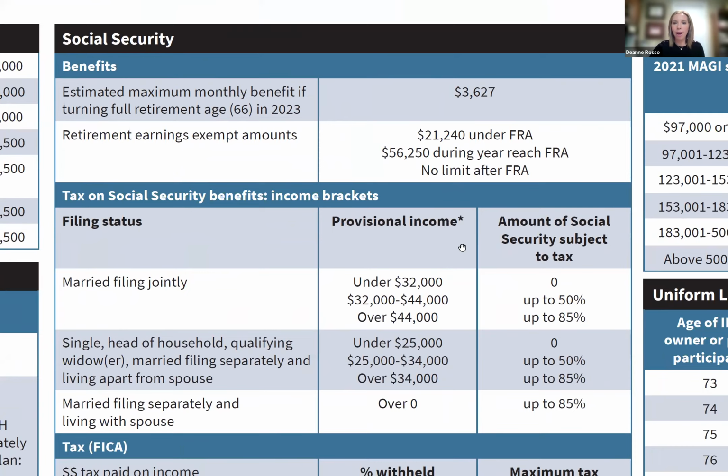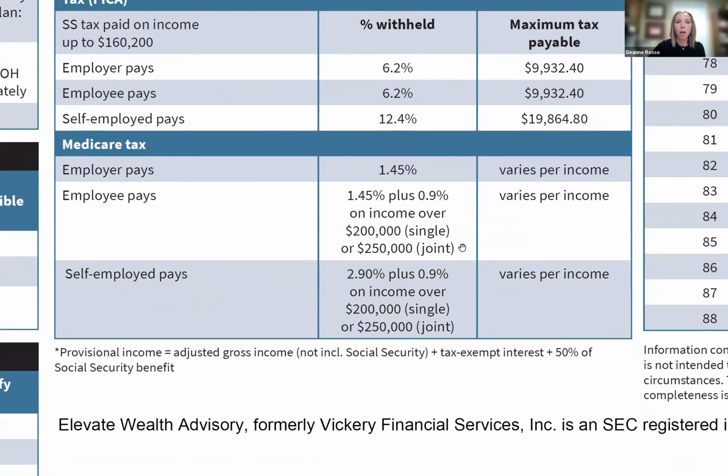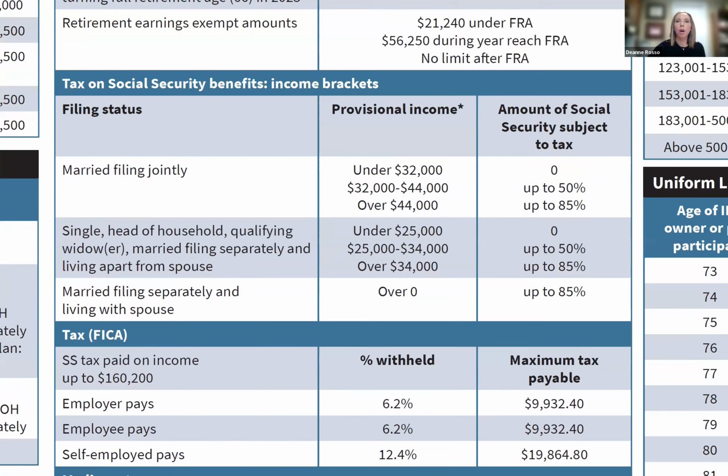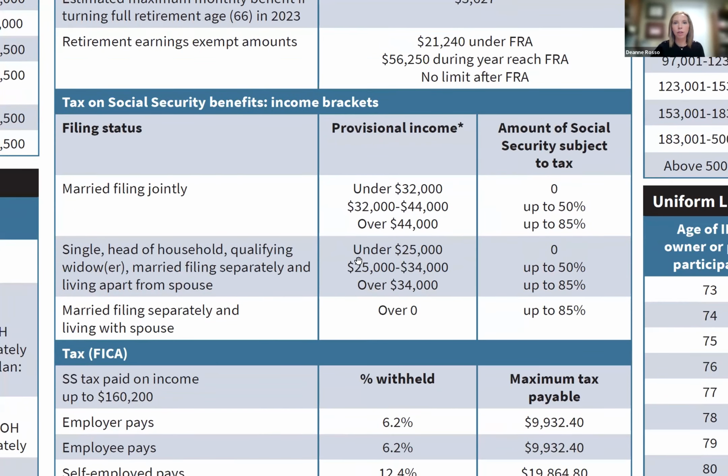And you can see that little asterisk here. And what is provisional income? Provisional income is your adjusted gross income, not including Social Security, plus tax-exempt interest, plus 50% of your Social Security benefit. So when you add up those numbers, then you come to what is your marginal bracket effectively on your Social Security benefit. For most people, if you're married filing jointly and you make more than $44,000 in provisional income, then up to 85% of your benefit is taxable.